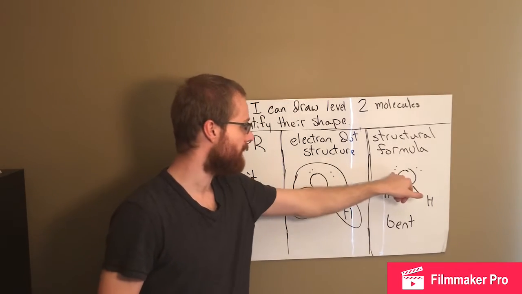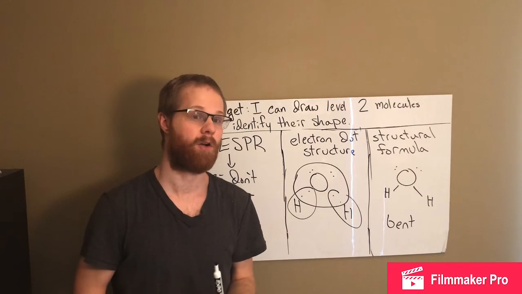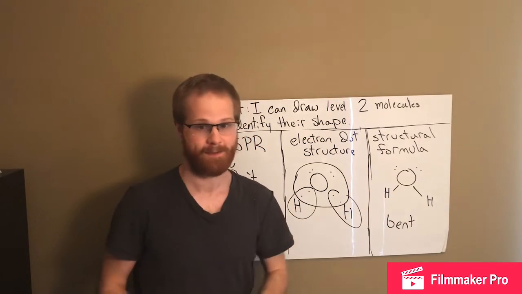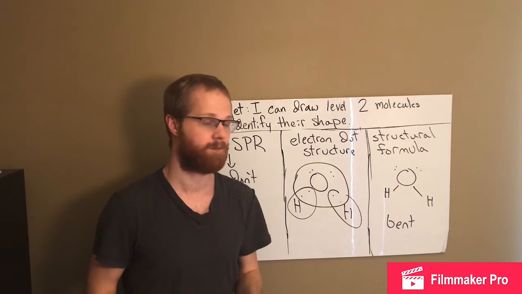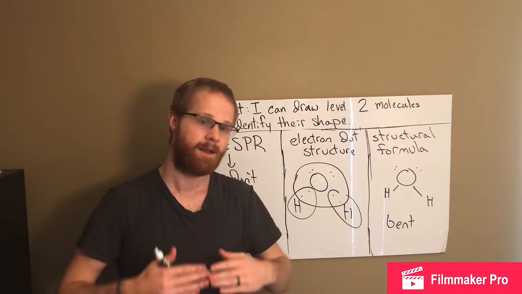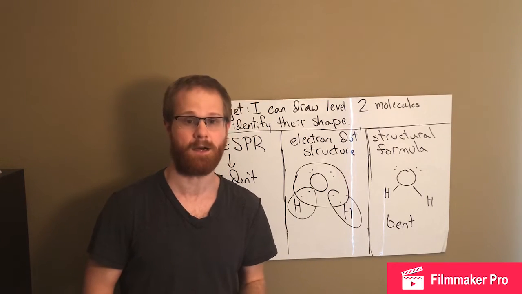Anytime that there are unshared pairs of electrons on the central atom, it's going to cause the shape to bend. If there's a total of 3 atoms, it's going to create a bent shape. And if there's a total of 4 atoms and there are unshared pairs of electrons on that central atom, it'll create a trigonal pyramidal shape like the previous problems you just saw.